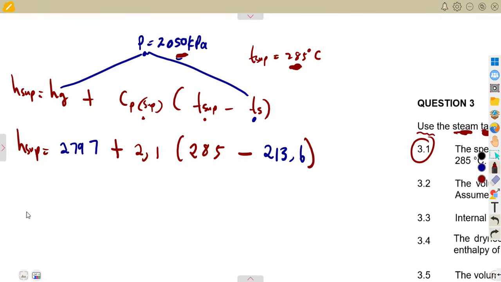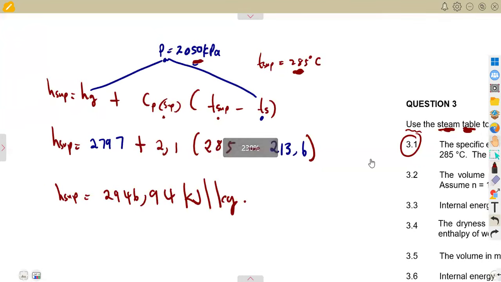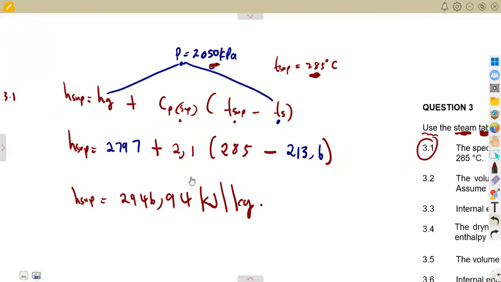So you are going to find H sup from there. That's your H sup, which is going to be 2946,94 kilojoules per kilogram. That's it. So that's how we can calculate these values. That was our question 3.1.